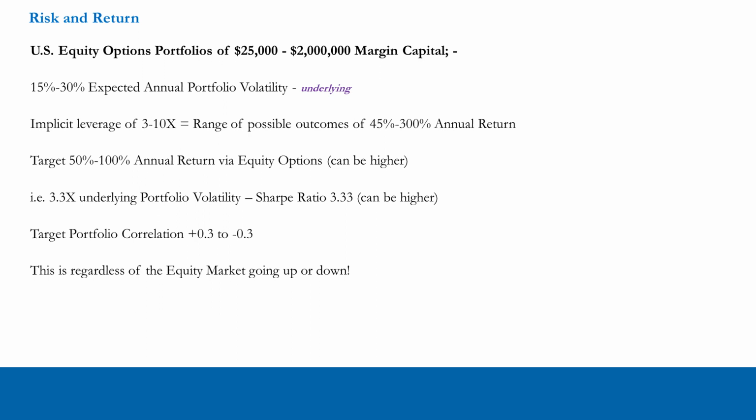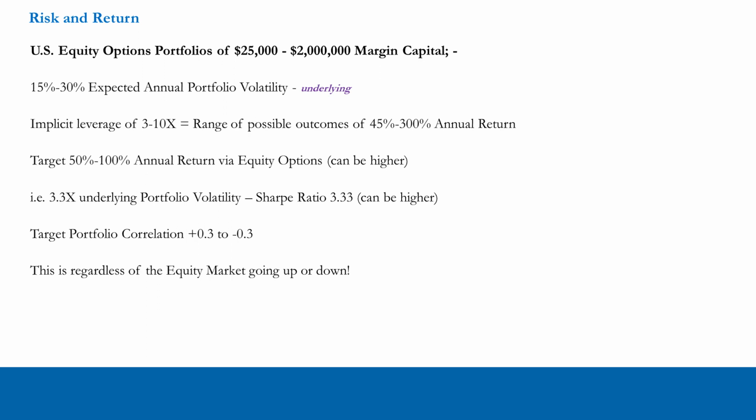So what does that mean? It means we're getting a 3.3 times return on the volatility of the underlying portfolio. So that means our Sharpe ratio is 3.3. Now, of course, these numbers can be higher. The returns can be higher, but we're just being as realistic as possible here. We're not looking at this and saying, I want to make this exact amount. We're looking at ranges and we're trying to fall in those ranges realistically.